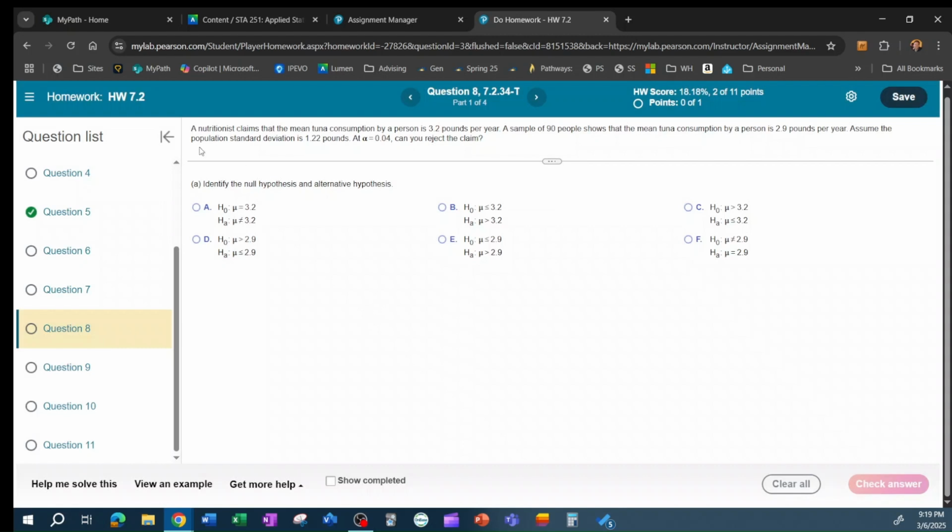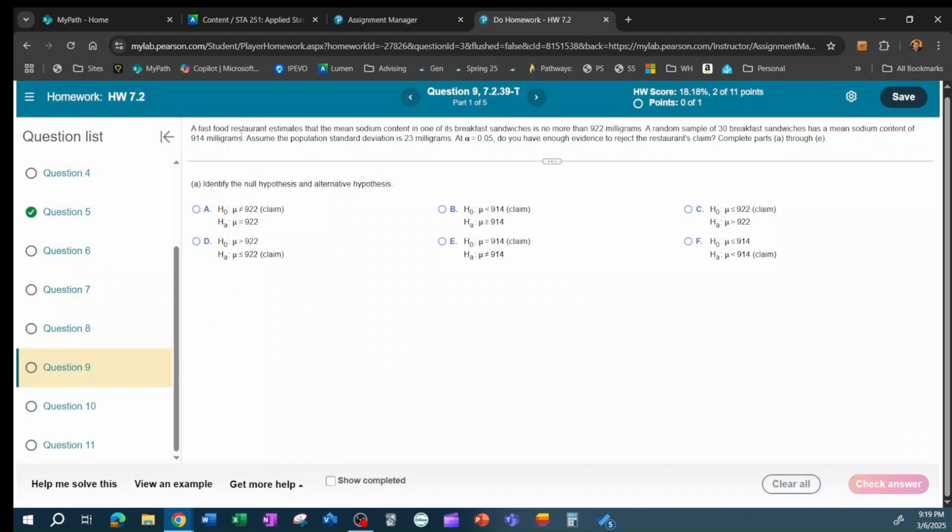Let's see how this goes. Nutritionist claims that... that's not the one. Oh, I think it's number 9 I wanted. Yeah, I want to do this fast food one.